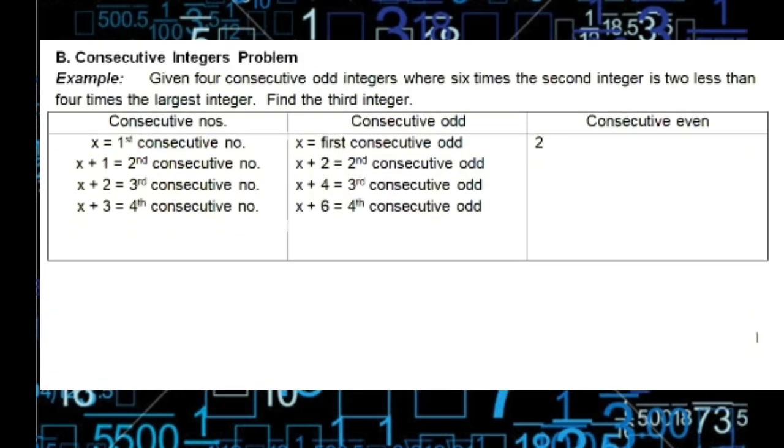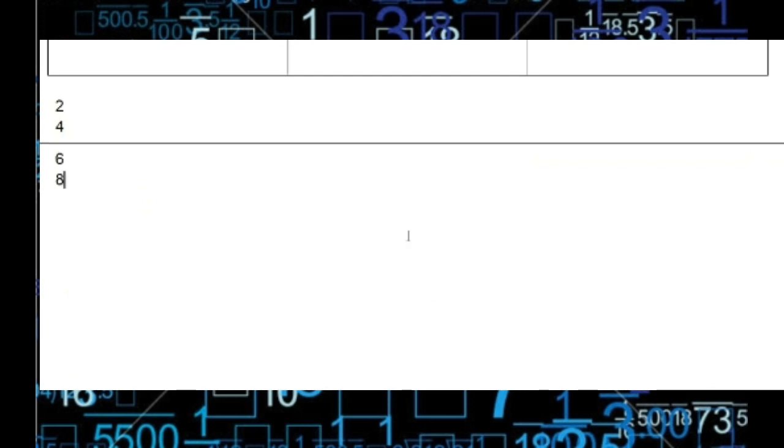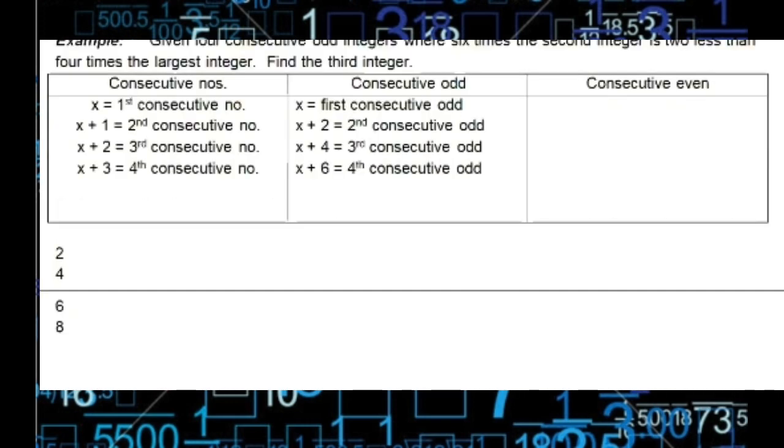O, consecutive even. Example ng mga even. Ano ba? O, lagay ako dito sa baba. 2, 4, 6, 8. O, yan ang even ko. So, paano ko sila i-represent? Kung yung una mo na even ay 2, I told you, let x be the first consecutive even. How about the next one? How am I going to get 4 given 2? So, I will add 2 again. Kasi the difference between even numbers are 2, even in odd numbers.